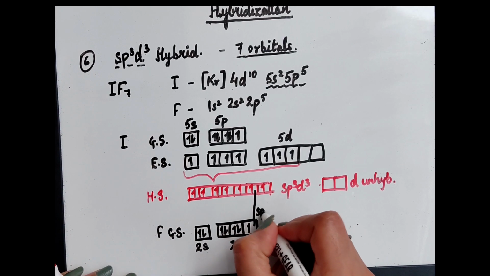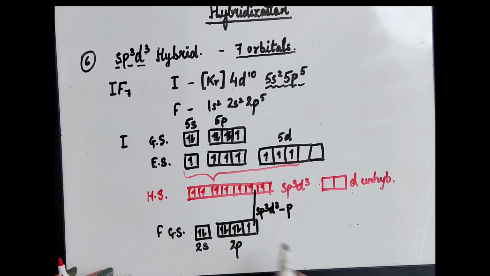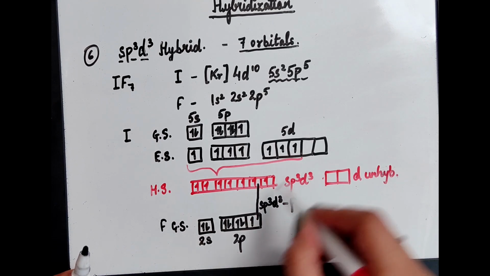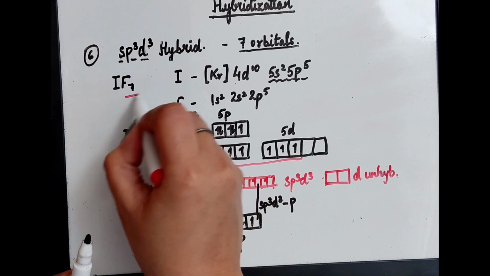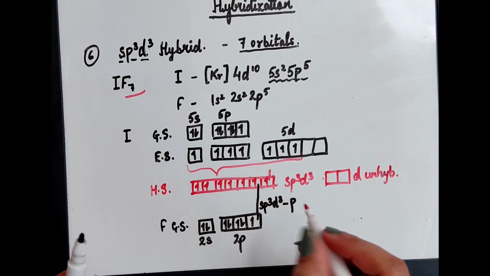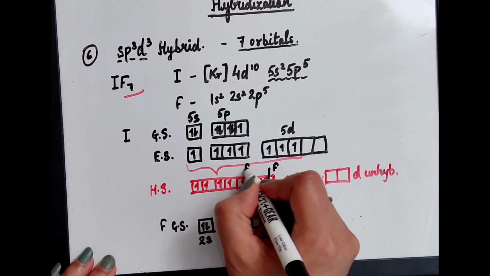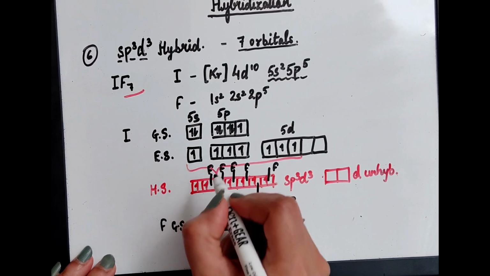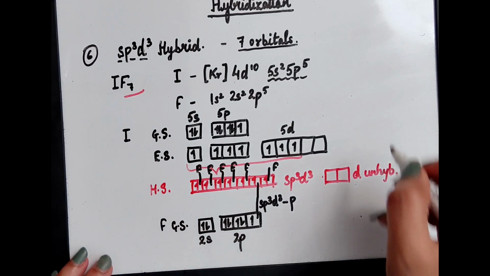This bond will be known as the sp3d3-p bond, since the p orbital of fluorine and the sp3d3 orbitals of iodine are bonding in this. Similarly, since we have 7 fluorine, each of the hybridized orbitals will get one fluorine each and bond with fluorine. So this will be forming sp3d3-p bonds.